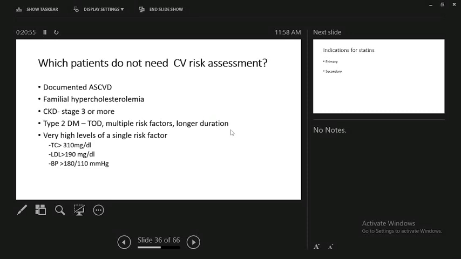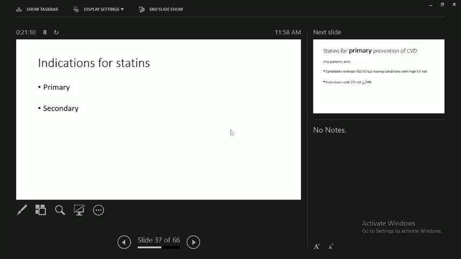So if they have an elevated single risk factor, with total cholesterol more than 310, LDL more than 190, or blood pressure more than 180/110, then if any patient has any of these things, they have high CV risk, and you don't need to check the CV risk calculation.